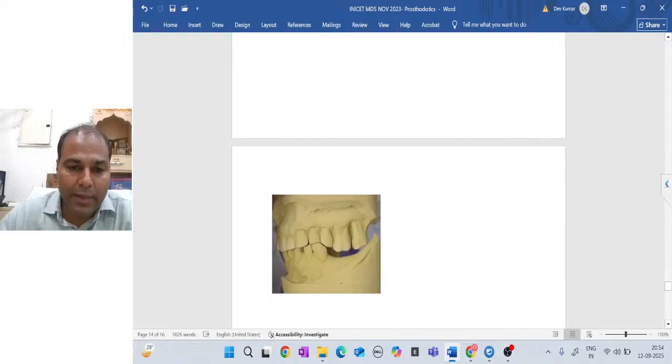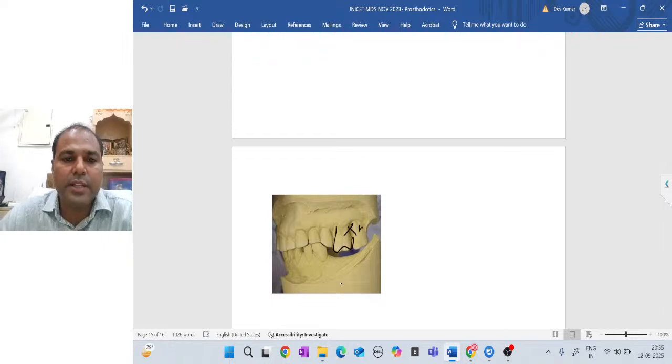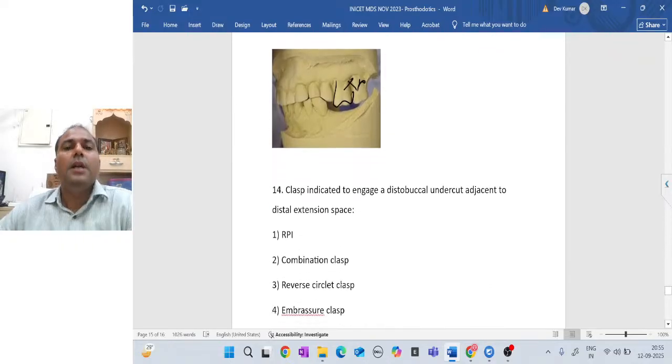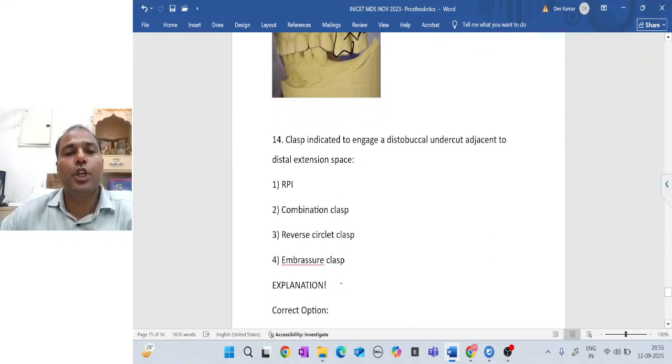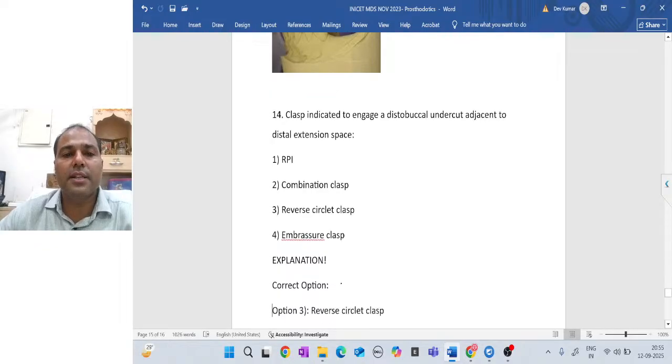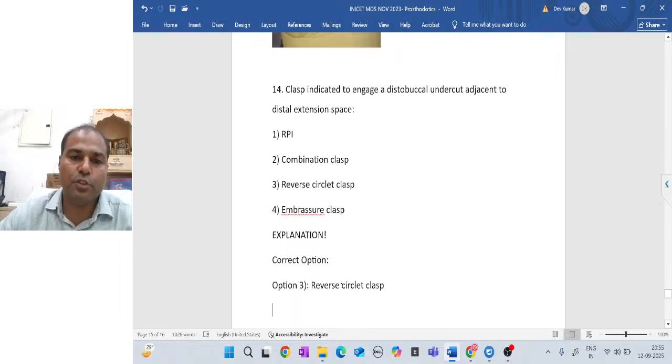सो अगर ये आप अगर देख पा रहे हैं फॉर एग्जाम्पल, ठीक है, तो इस केस में इतना सीवियर सुपर एरप्शन है तो आप उसे निकालोगे ही ना, बचा के क्या करोगे, ठीक है. Clasp indicated to engage the distobuccal undercut adjacent to the distal extension space. So the best answer here is your reverse circlet clasp.